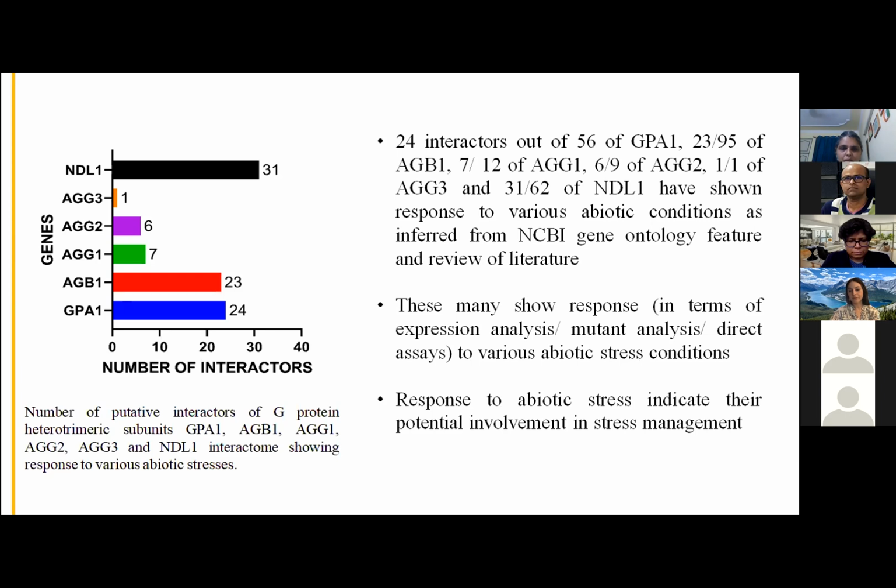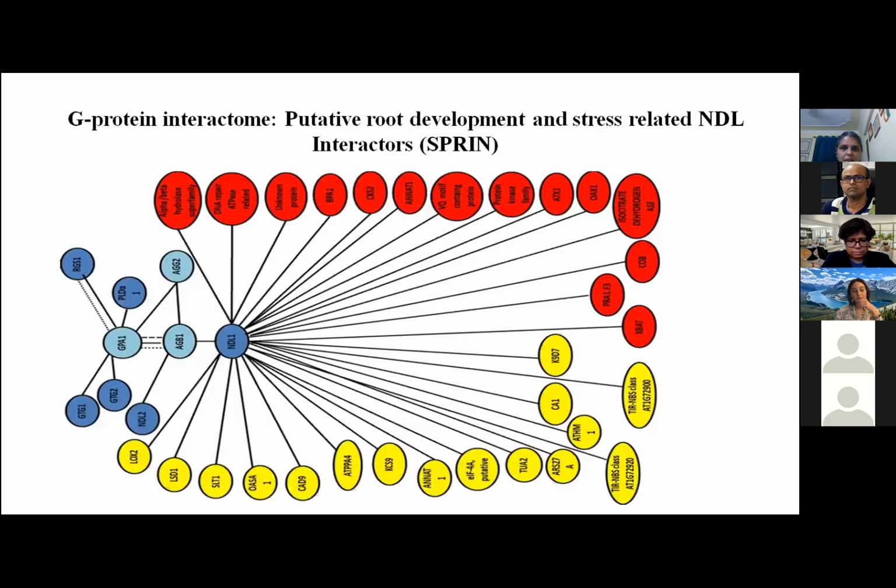Because the other proteins were also used, this graph shows that we were able to find 24 stress-related interactors of GPA1, 23 for beta, and 7, 6, and 1 for the gamma subunits. And there were 31 for NDL1. When you do in silico analysis, they show responses in terms of expression analysis to various abiotic stresses. And this is just the putative root and abiotic stress related interactors we have selected for study in the lab.